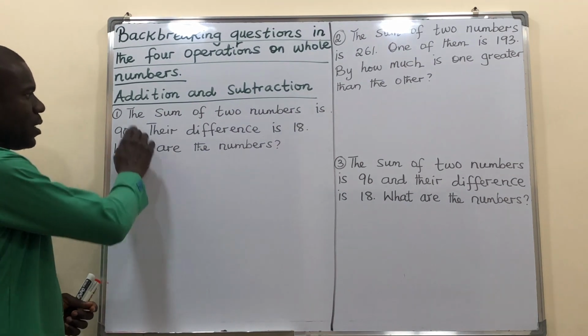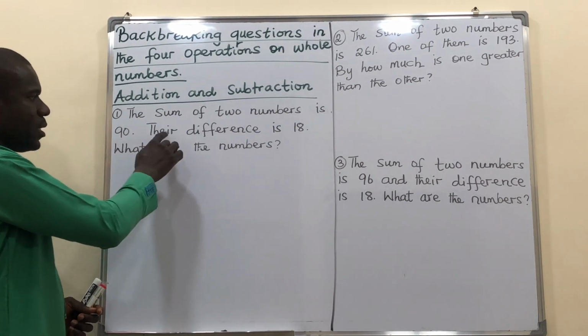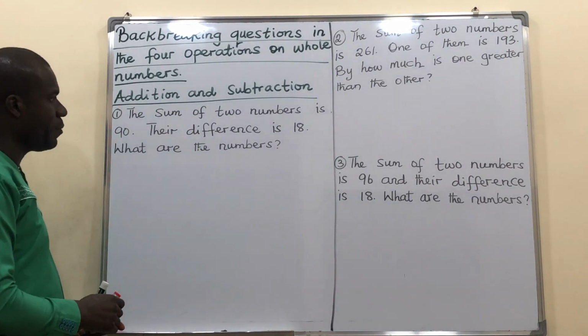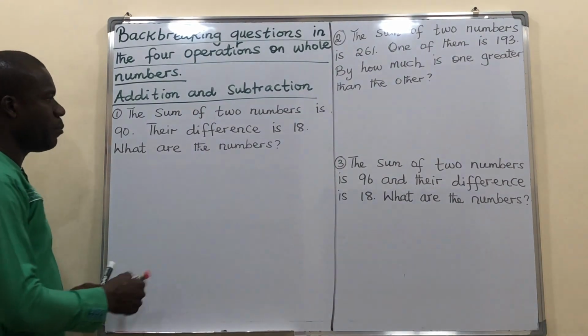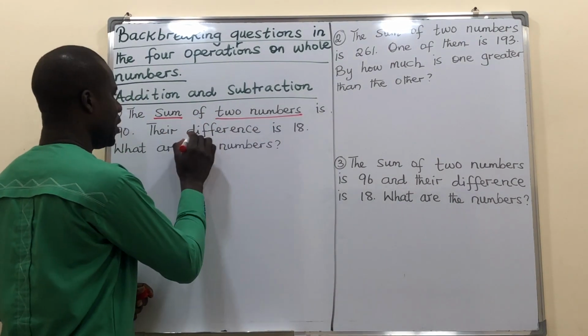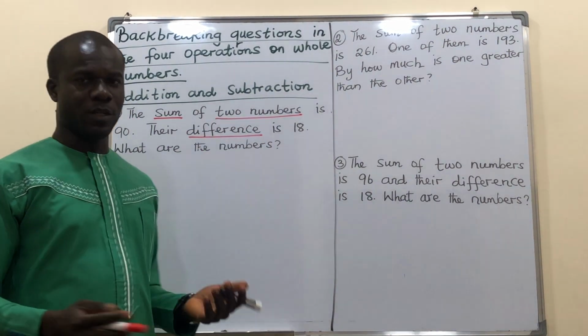Question 1. The sum of two numbers is 90. Their difference is 18. What are the numbers? Okay? I'm going to underline the key points here. Sum, two numbers, difference. Okay? The two numbers were not given.